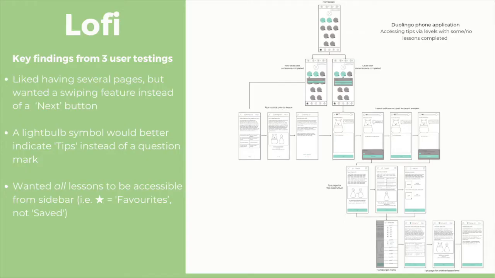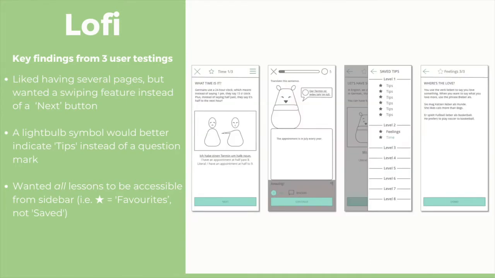From this, I created a lo-fi prototype using Adobe XD. I then conducted 3 usability tests where users accessed tips from both a brand new level and then a level with some lessons already completed. Users were also asked to save tips and use the sub-menu to access a different topic. Feedback revealed that users wanted to swipe between pages rather than pressing next each time. They also thought that a light bulb would better indicate tips instead of a question mark. And finally, they wanted all lessons to be accessible from the sub-menu instead of just the saved ones.